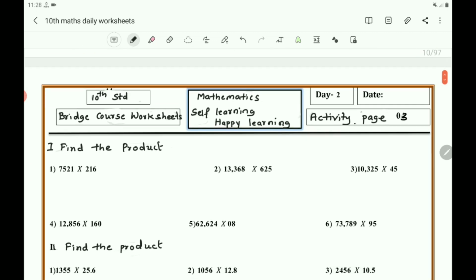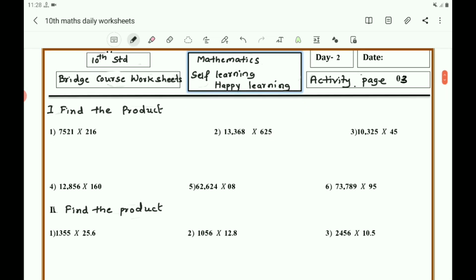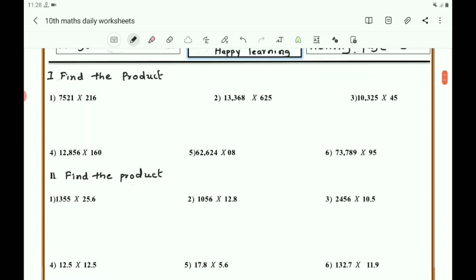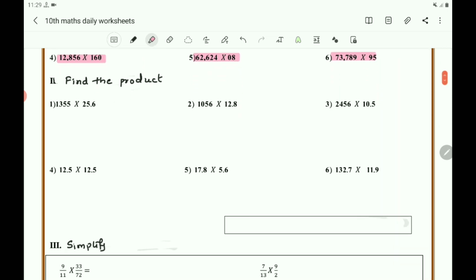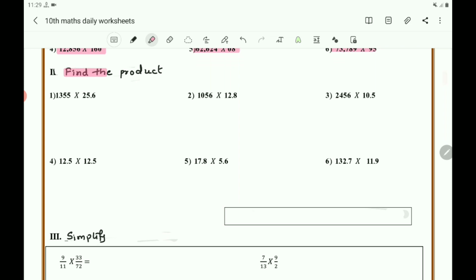Next, you take the activity page 3 for the second day only. It is day 2, activity page 2. Find the product. You know that multiplication is also one of the fundamental operations. You know the method of finding the product. Find the product of 7021 into 216, 13,368 into 625, 10,325 into 45, 12,856 into 160, 62,624 into 8, 73,829 into 95.